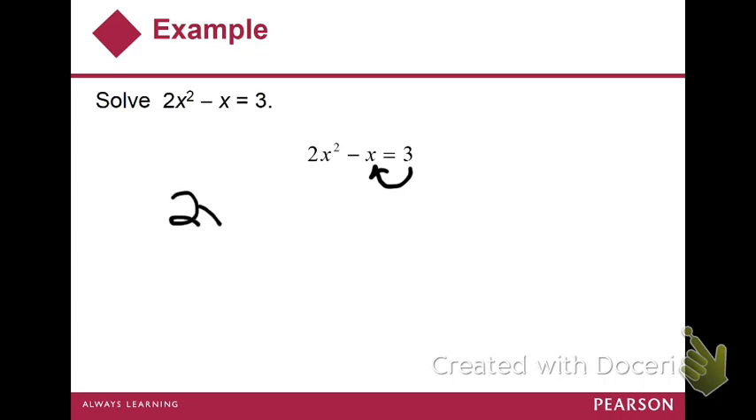So now I have 2x squared minus x minus 3 equals 0.